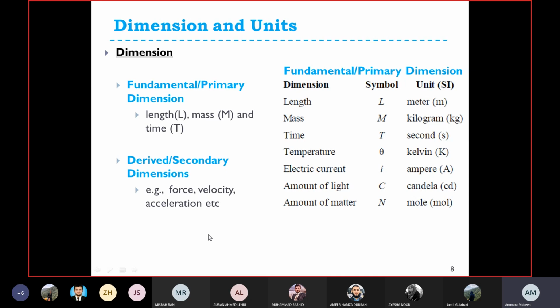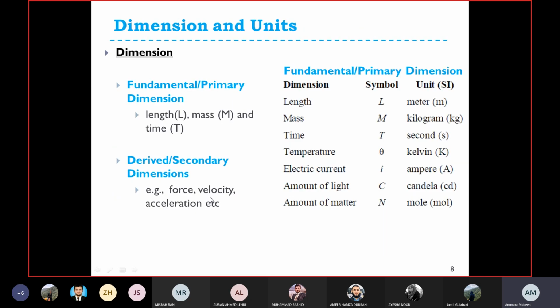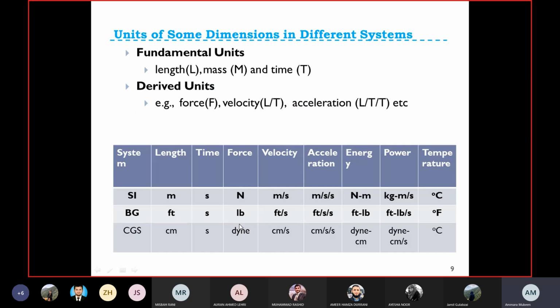There is one topic which is called dimensional analysis. In that topic, you would have to play with the dimensions of some derived quantities. So for that, it is a prerequisite that you should be able to write the dimensions of every derived quantity.